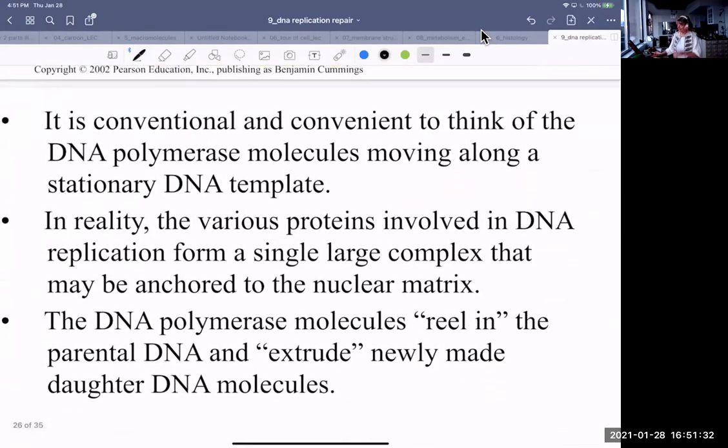So it's convenient to think of the polymerase molecules as moving along a stationary DNA template, but in reality, the proteins involved in DNA replication form a large complex. I thought that was really well represented in that animation, a very large complex. It's anchored to the nuclear matrix. And they reel in, which I thought was shown very nicely, the parental DNA and extrude the newly made daughter molecules.